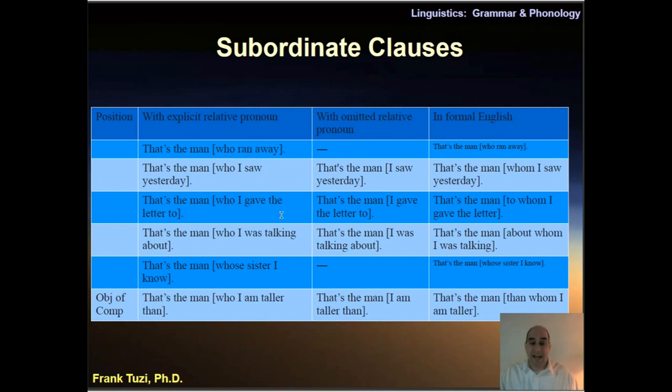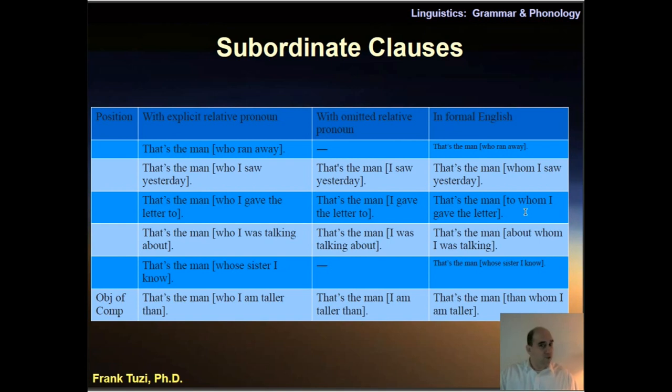That's the man who I gave the letter to. Okay, and here it's I gave the letter to. This is an indirect object, this thing here. The original sentence is I gave the letter to him, right? I gave him the letter. Okay, and we take him again and we throw it up front as who, and that's why we have the marker here, again marker, indirect object, right? That's the man I gave the letter to. Get rid of the who there, right? That's the man who I gave the letter to. That's the man I gave the letter to. That's the man to whom I gave the letter.